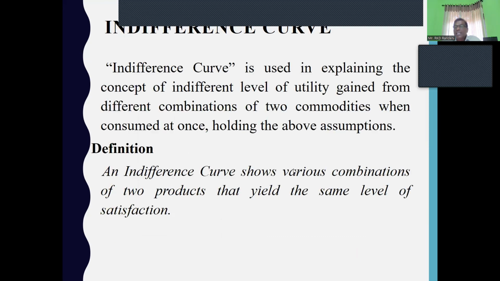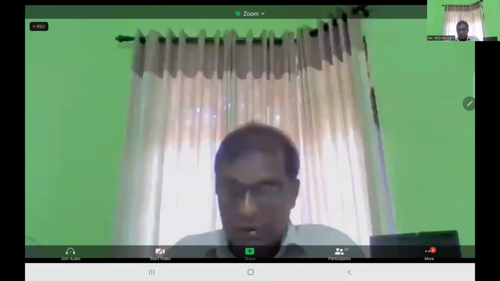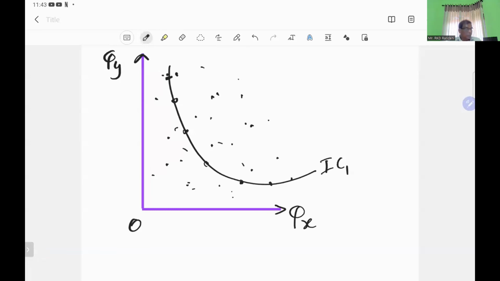And an indifference curve shows the various combinations of two products, two goods or two commodities that yield the same level of satisfaction. Now you can derive the indifference curve. Then what is an indifference curve? You have to define it.